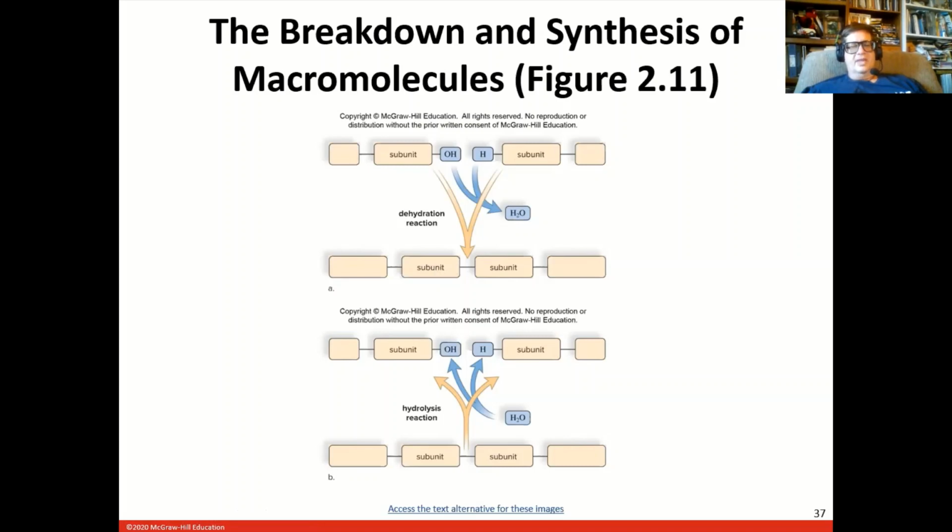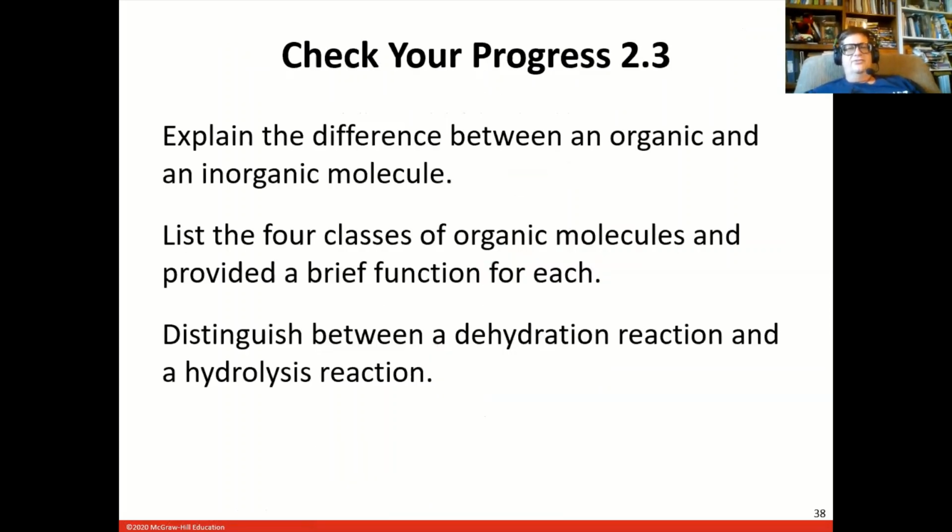And here we have the opposite. We are shoving a water into a bond. Two subunits are hooked together right here. We shove water in there, put an H on one side and OH on the other, and boom, you got separate pieces. All right, so let's move on. This is 2.3. Again, make sure you can go over this. Make sure you can answer the questions, and then we'll move on.